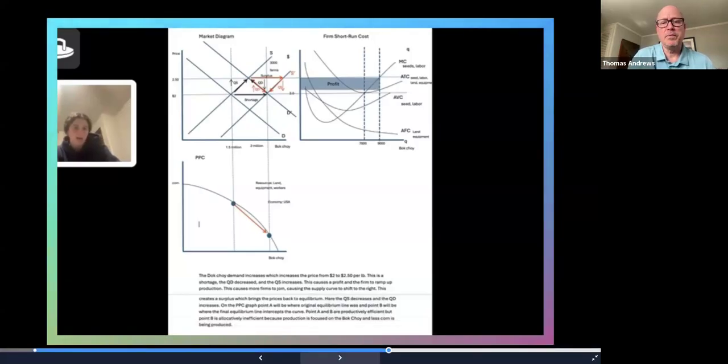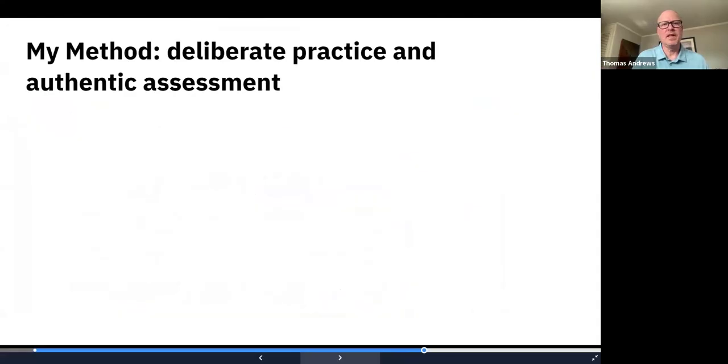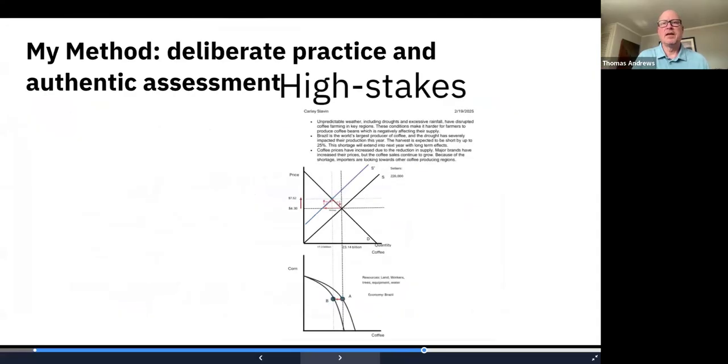So that's bok choy, and good number 2 is corn. The resources are land. So that's a VoiceThread assignment. So everybody gets to practice those several times. And then after we do a bit of practice, then comes the high stakes assignment, which again is provide a complete economic analysis of the following article.